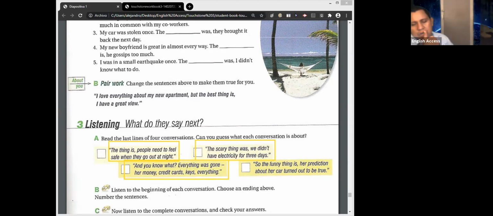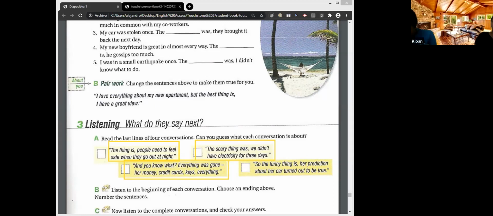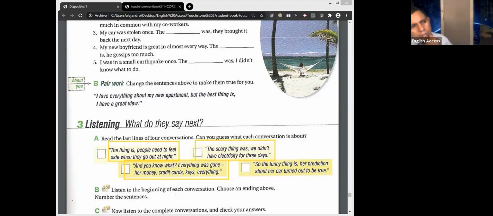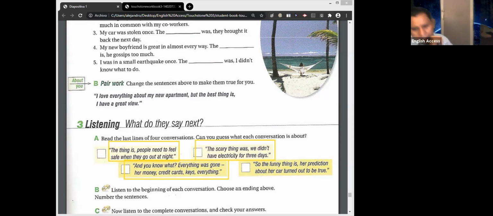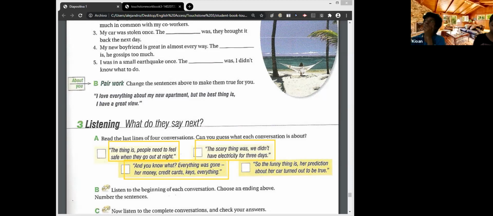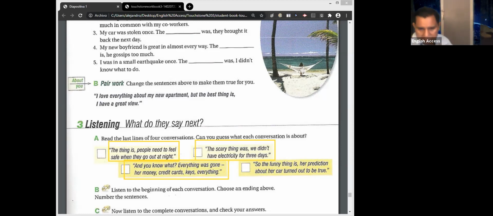What's the conversation about, Marco? What happened there? What's the situation? Some people lost things. Exactly. Yeah, they talk about money, credit cards. Okay, all right, that's okay.